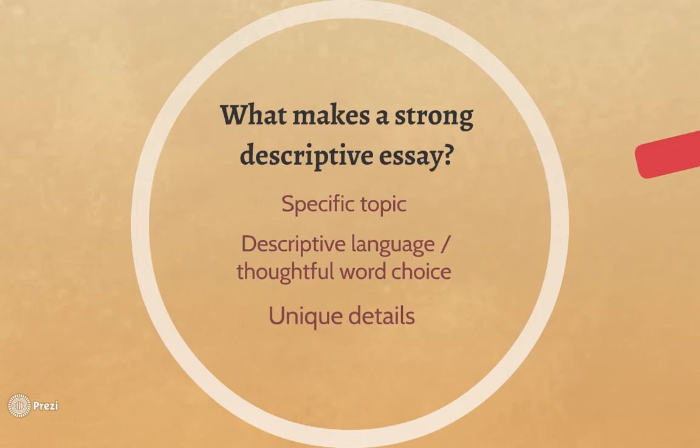And then finally, unique details. What is it about this thing that you're describing, or the place or person or whatever, that makes it unique, right? And what is it about this that sets it apart from either things like it or just everything else in general? How is that landscape photo in the last slide different from any other photo? So you want to think about what details make whatever it is that you're describing unique.